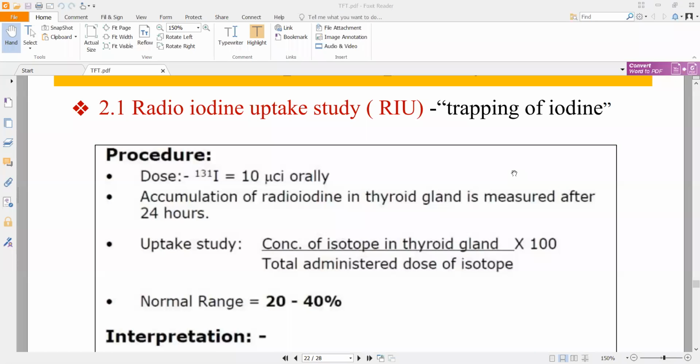Normal iodine will be harder to study, so radioactive iodine is used instead. What you do is measure the uptake study, how much uptake there is by the thyroid gland, by the concentration of that isotope. Here I-131 will be the radioactive isotope.